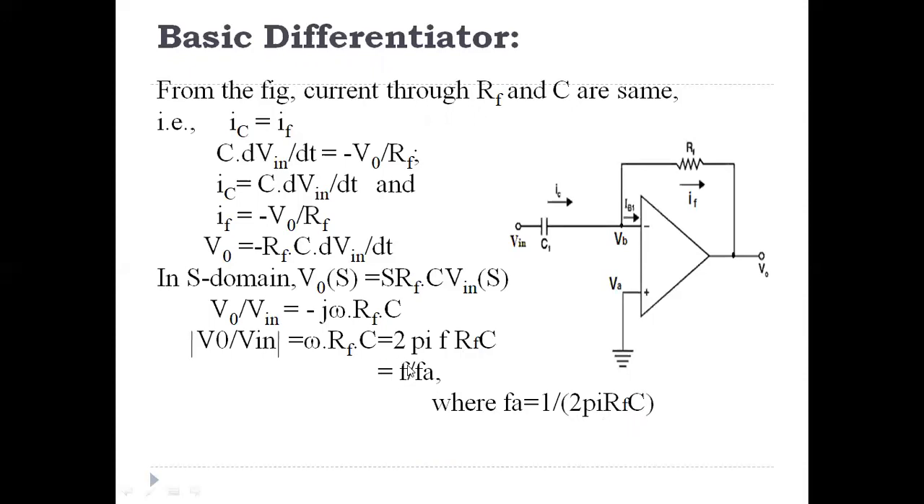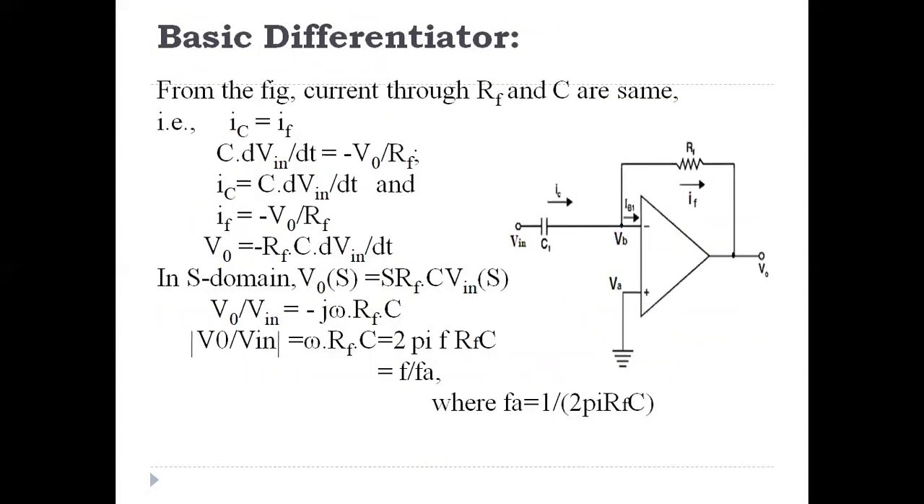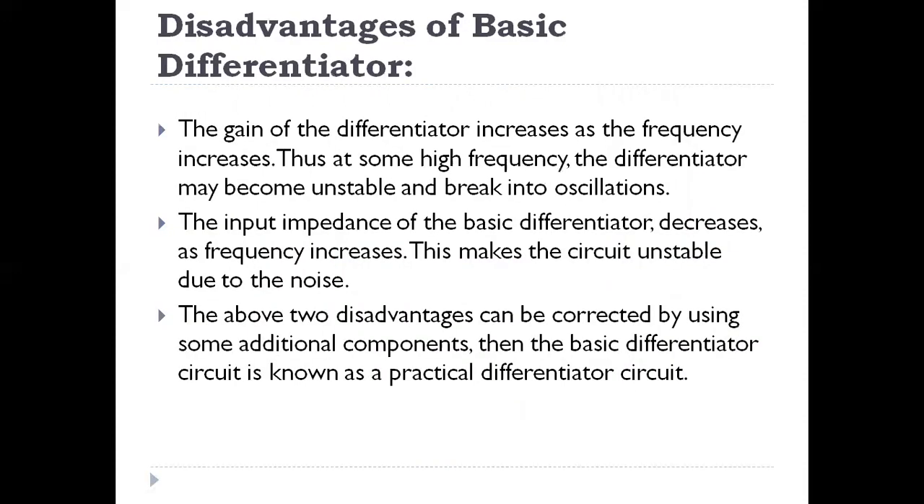Just we are converting the equation in terms of frequencies. So f by fa, where fa is 1 by 2 pi RF into C. This is the magnitude of a basic differentiator. So if you draw the figure for the basic differentiator, here also we have the limitation or drawback.